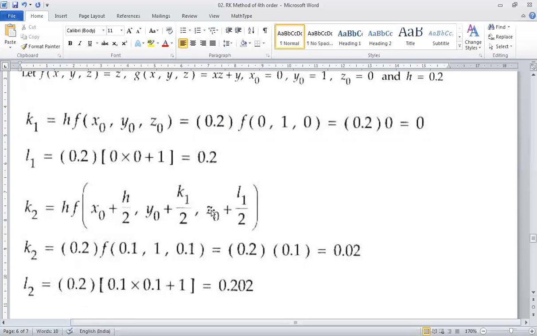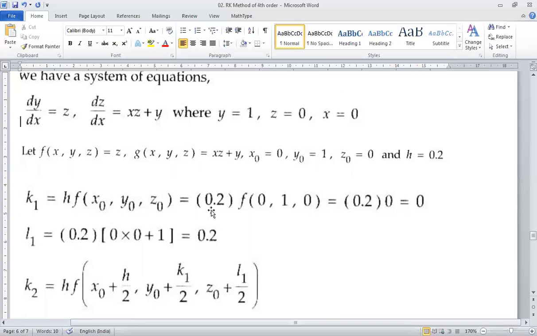Here, the formula for K1 is h times f of x naught, y naught, z naught. So let's substitute. The value of h we have is 0.2, x naught is 0, y naught is 1, and z naught is 0. So that will become f of 0, 1, 0. To get the value of f of 0, 1, 0, replace x by 0, y by 1, z by 0. Since f of x, y, z is nothing but z, and the z naught value is 0, we get the value of K1 as 0.